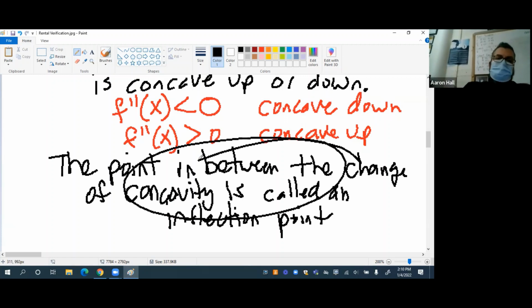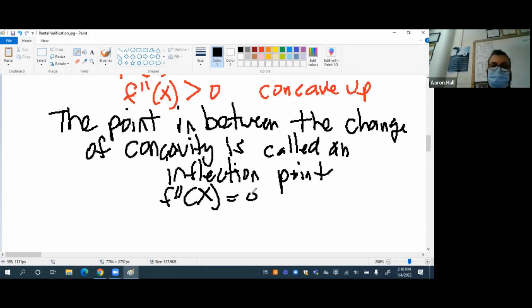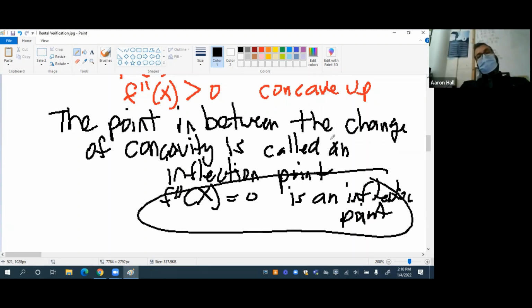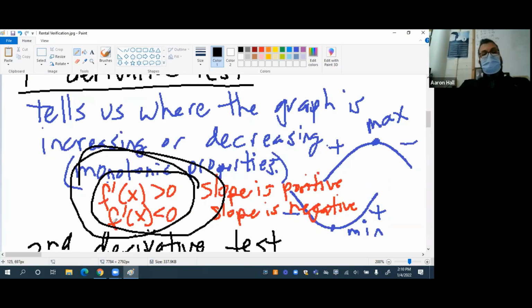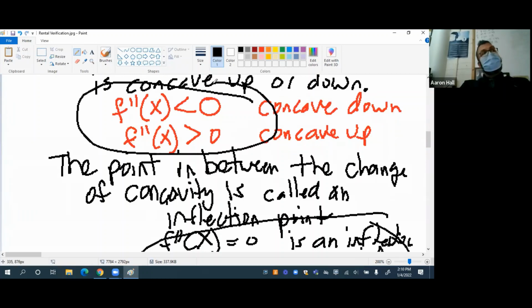Well, why be all wordy like this? Why don't I just say f prime of x, f double prime of x, when it equals 0, it is an inflection point? Why don't I say that? Am I guaranteed an inflection point when the second derivative is equal to 0? Am I guaranteed a max or a min if our first derivative is equal to 0? No. Do you think I'm guaranteed an inflection point when our second derivative is equal to 0?